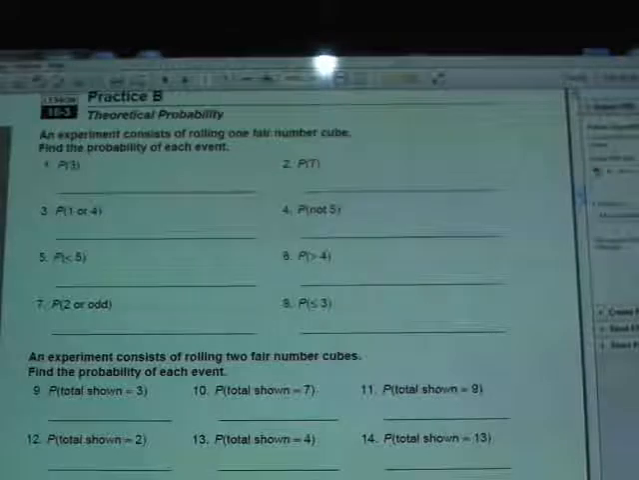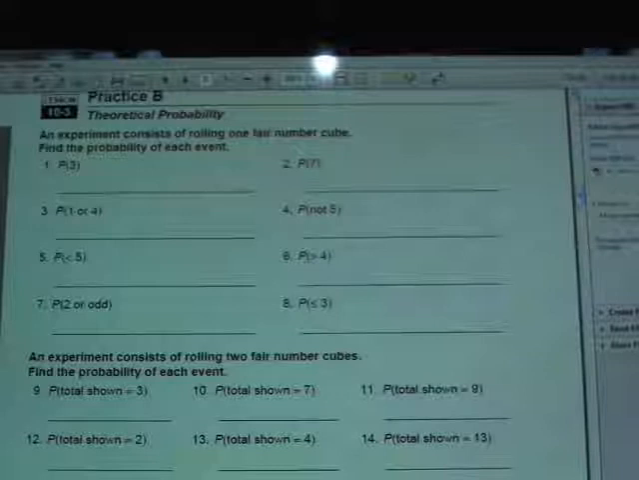This is the homework helper for Chapter 10, Section 3 in the 8th grade workbook entitled Theoretical Probability. Alright, so we're still talking about probabilities here, but these are theoretical. What makes theoretical different from experimental is we're just saying this is the number of possibilities, and this is the number of times that possibility is a winner, that's it.